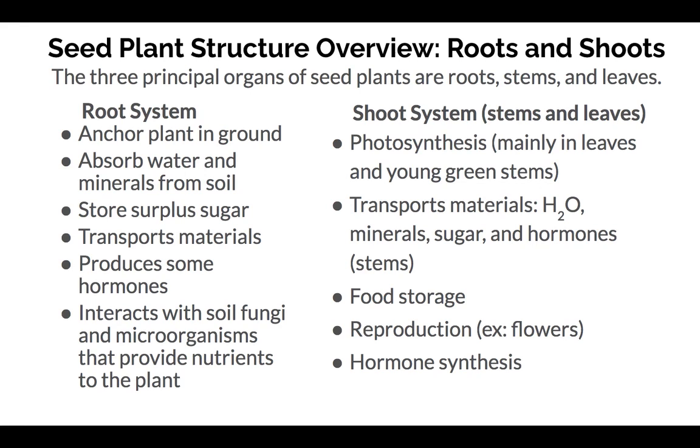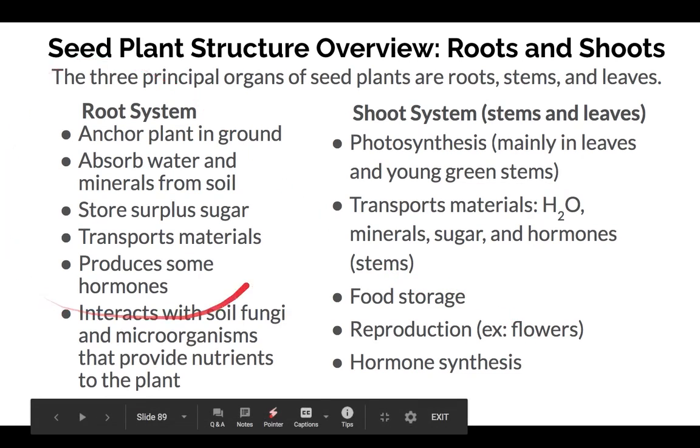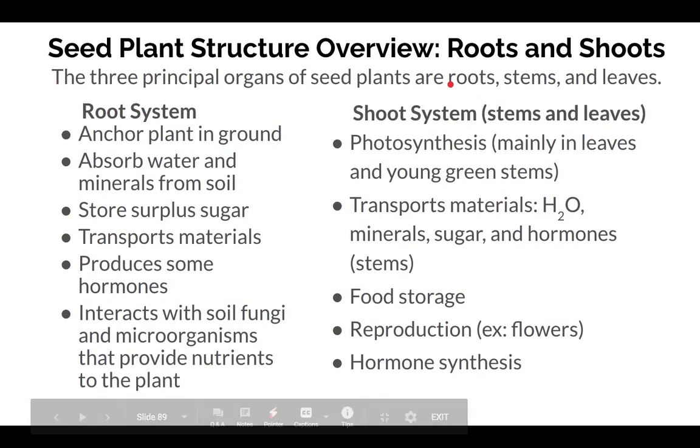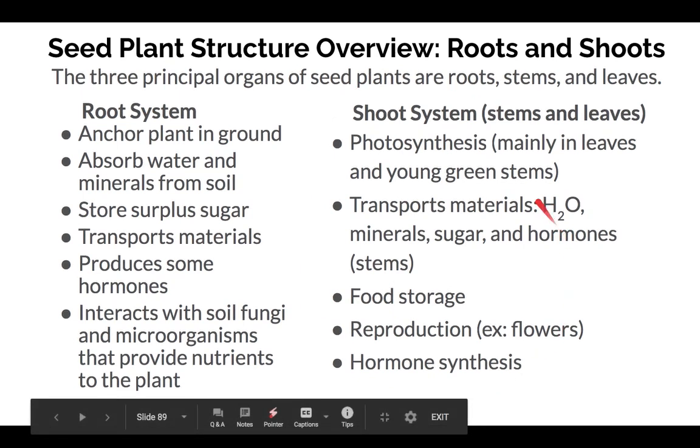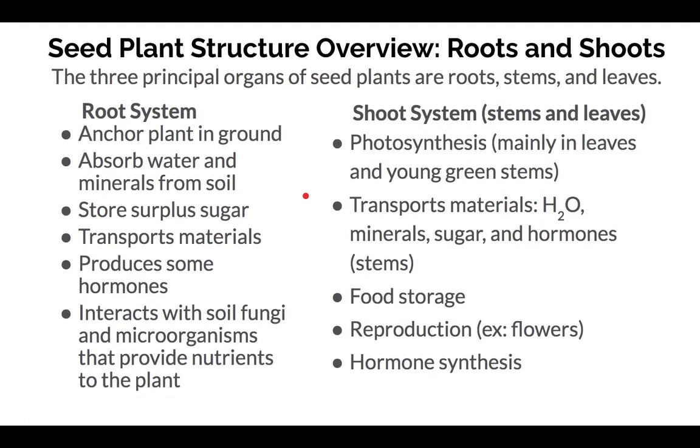So the root system here on the left are all the characteristics of the root system, and here on the right, shoots, stems, and leaves. Here are all the characteristics here. So root system, we know they anchor plants in the ground, absorb water and minerals from the soil, store surplus sugars, transport materials, produce some hormones, and they interact with soil fungi that provide nutrients to the plant.